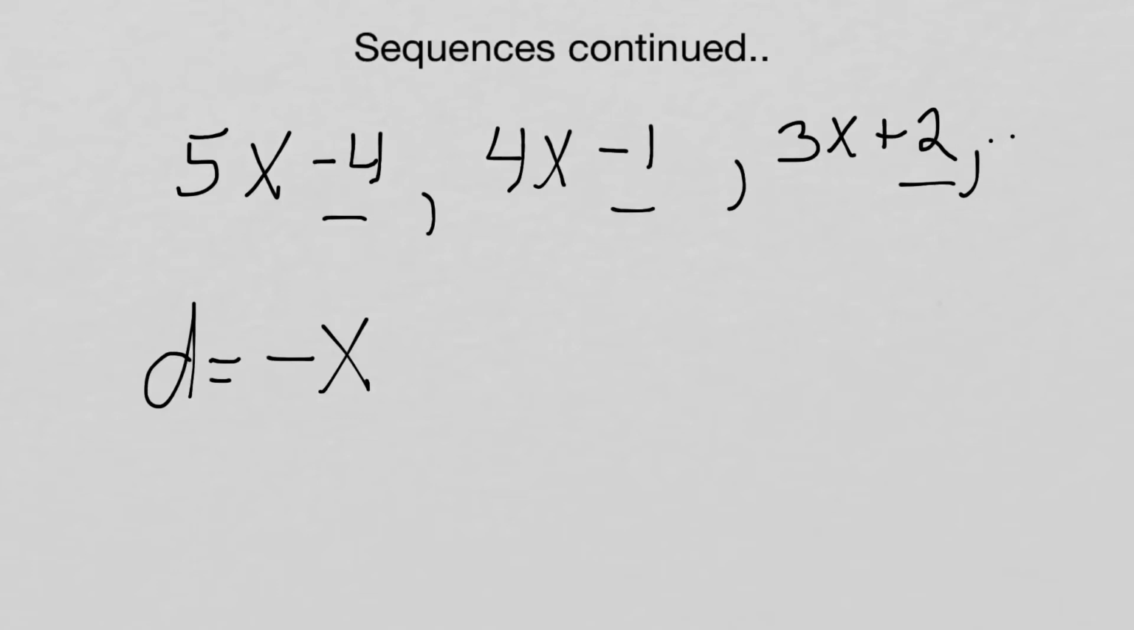Now let's see about the number. Negative 4 to negative 1, it went up 3. Negative 1 to 2, it went up 3. So the answer for this is going to be negative x plus 3.